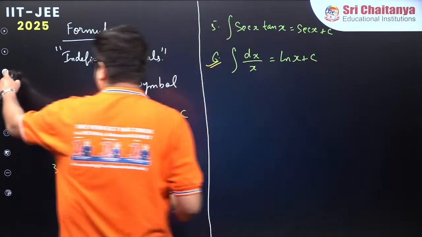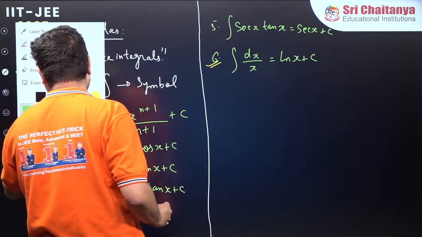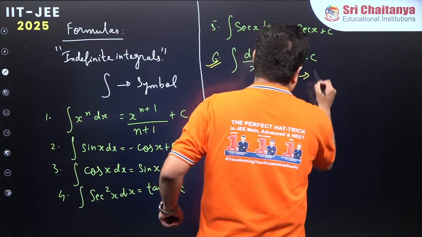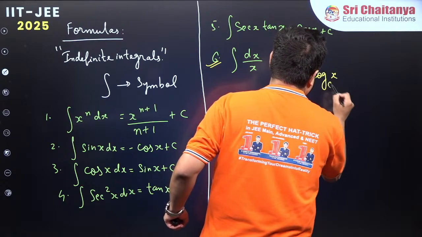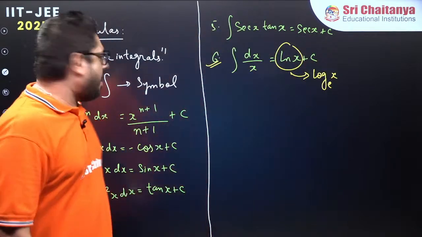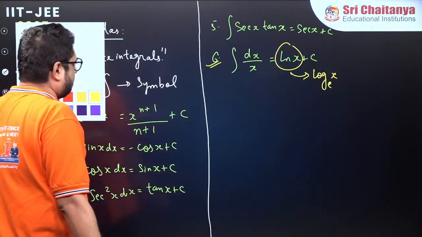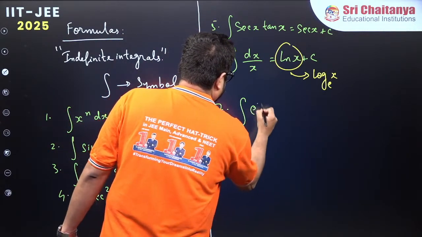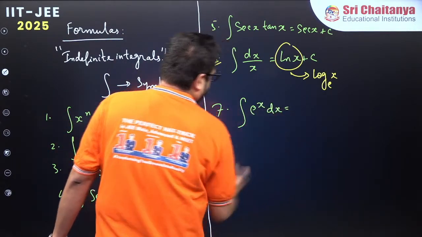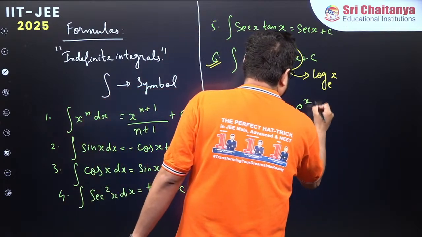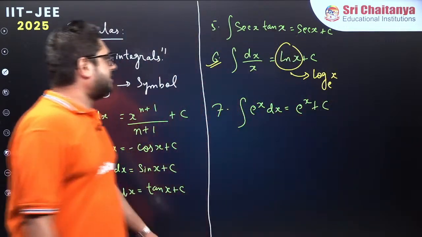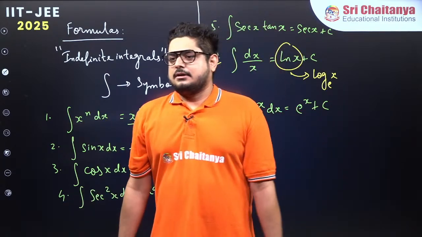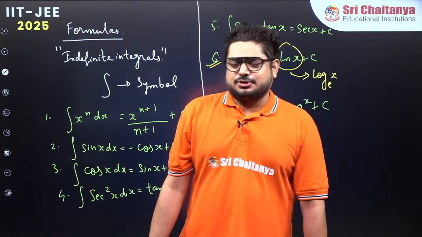What is ln of x? I have already mentioned it in the previous classes, where I was teaching differentiation. This ln of x means log of x to the base e. Now last but not the least, the seventh one which you need to know is the integration of e to the power x dx. That is going to be e to the power x plus c, because you know that d by dx of e to the power x is e to the power x itself. So these are the formulas associated over here.